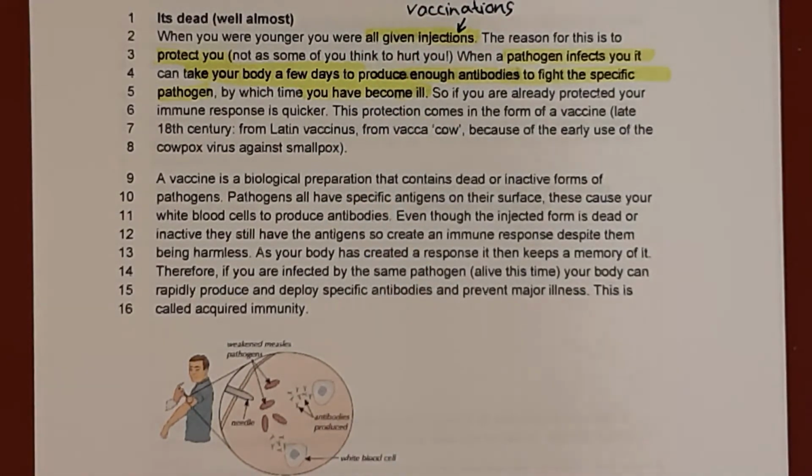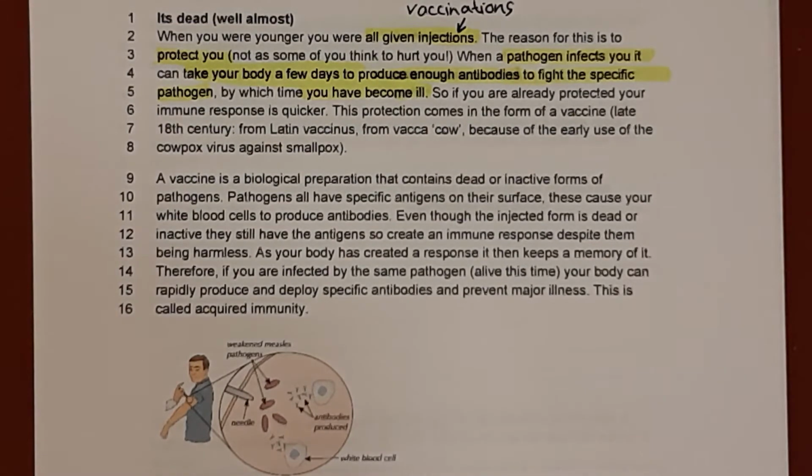So if you're already protected, your immune response is quicker. Talking about that example, the flu is quite serious for some people, particularly older people or those with a weak immune system. Their bodies aren't necessarily going to have enough time to develop those antibodies before it gets too serious and puts them in hospital. So what we do is every year we give them a flu vaccine, the flu jab.